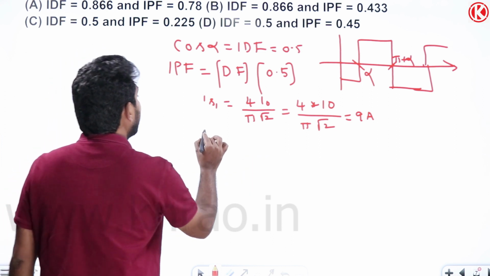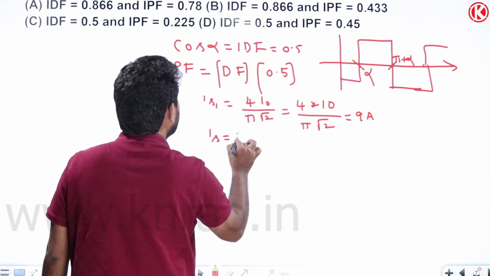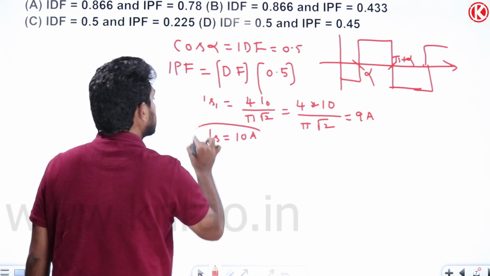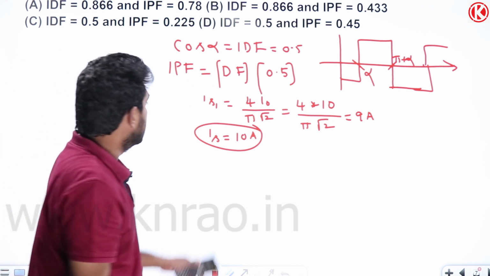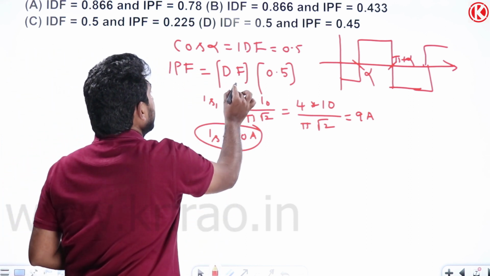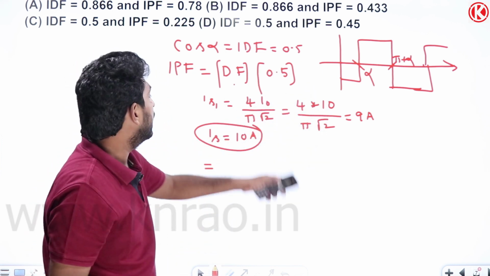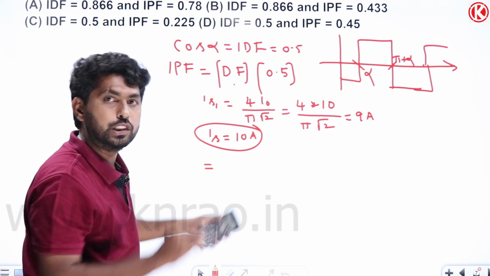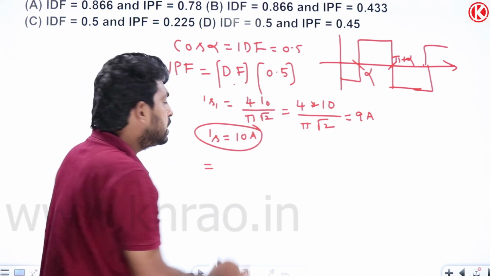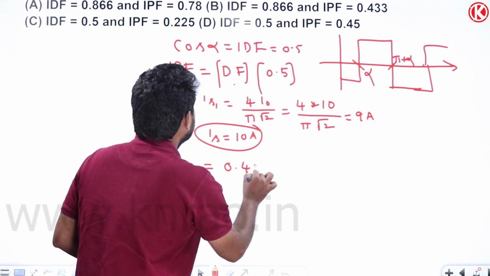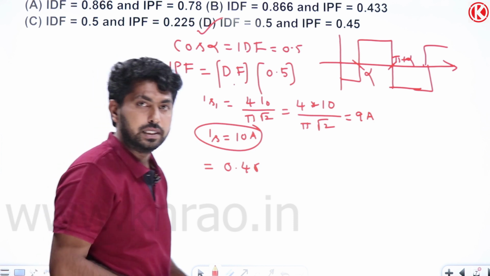So let me find IS. IS RMS is equal to the load current, 10 amperes, which is equal to I naught. Now let me find the distortion factor. Distortion factor equals IS1 divided by IS. IS1 is 9, IS is 10, so 9 by 10 is 0.9. So 0.9 into 0.5 equals 0.45. So which option is correct? Option D is the correct option.